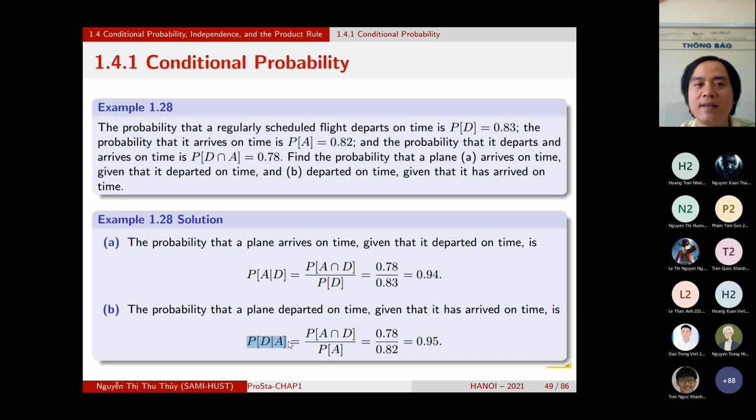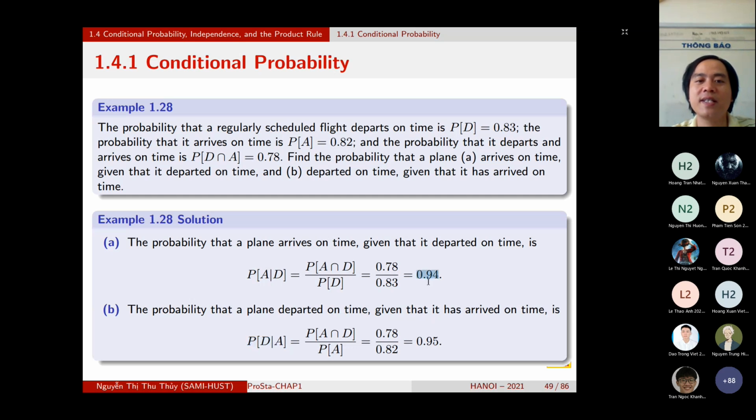No, we can't always compare, because it depends on P(A) and P(D) too. Sure, that is not comparable. We cannot say this value is greater or less than this value. It can be greater than, or less than, or equal. We don't know. Okay, it depends.